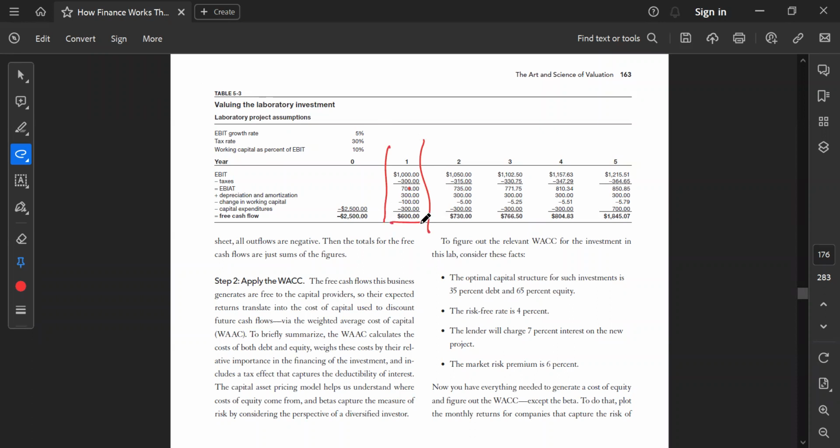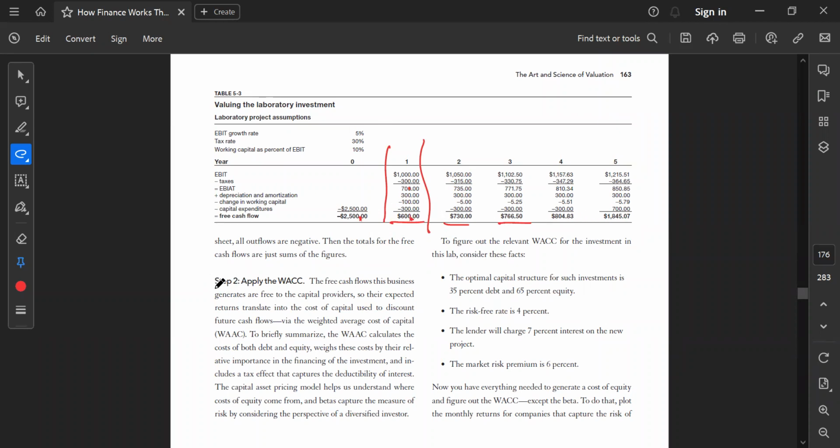और हमने वी अराइव्ड एट $600, सॉरी आई थिंक ये पॉइंट नहीं होगा, ये गलत है। तो वी अराइव्ड एट $60,000, and similarly in this second year we arrived at $730, $766.5, and so on and so forth. So we arrived at the free cash flows.